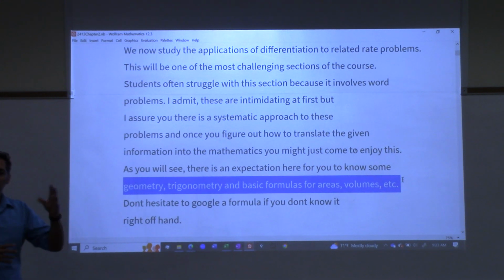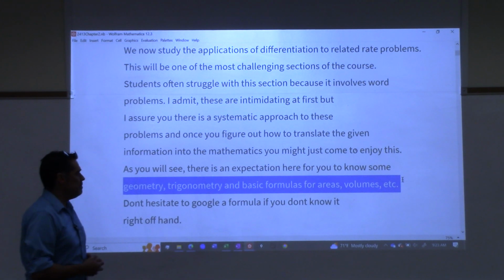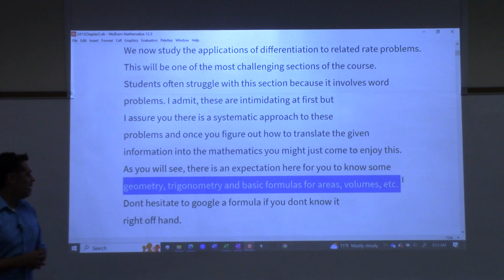But there might be some other things that we need that I'll point out as we get to them, like, hey, this is something you should know, all right? So always remember you can go to Google or something and look something up if you need to when you're at home, all right?